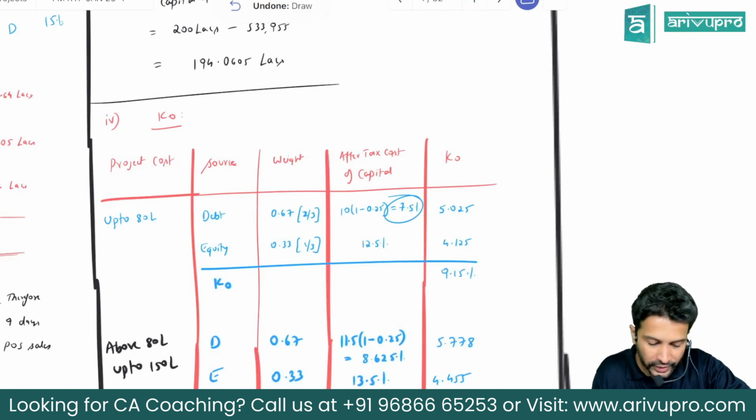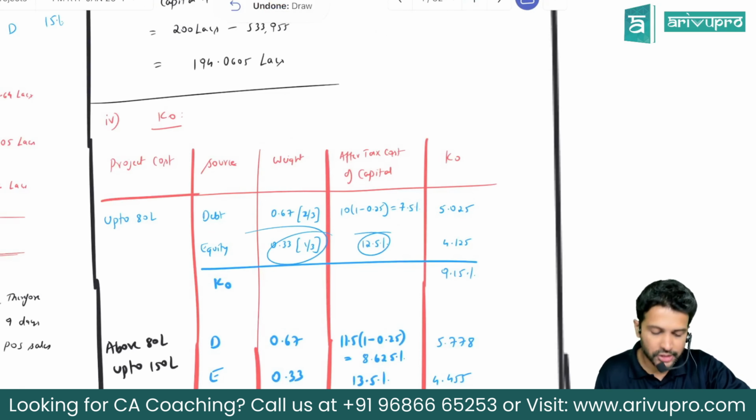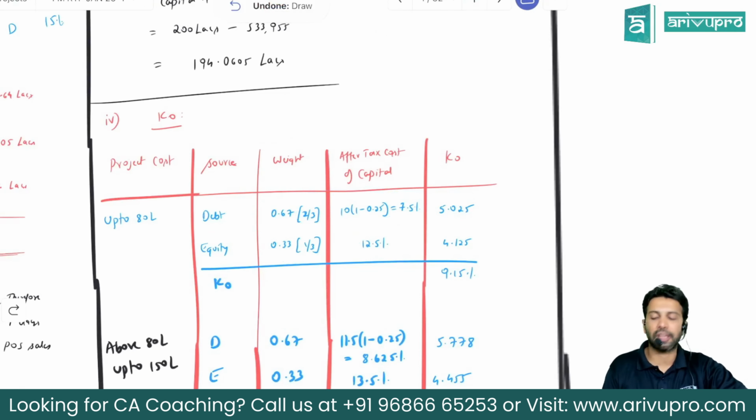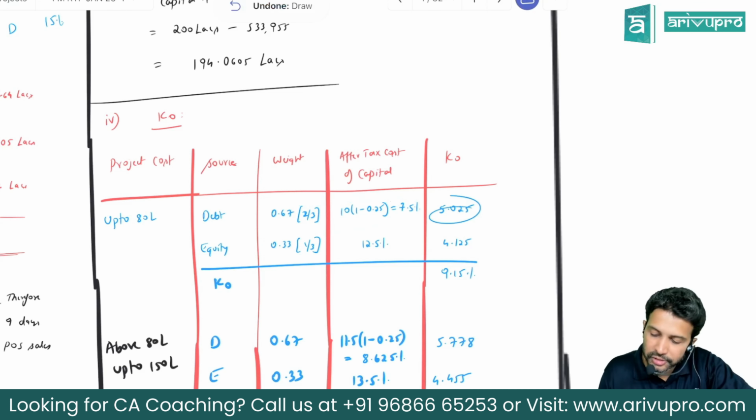12.5%. So equity ka weightage is this and cost is this. Debt ka weightage and cost is that much. So how do you get KO? Multiply these two, you will get this particular amount. Multiplying these two, you will get 4.125.